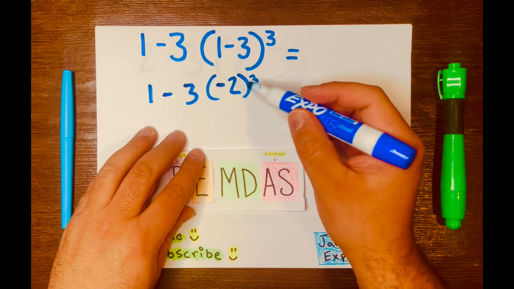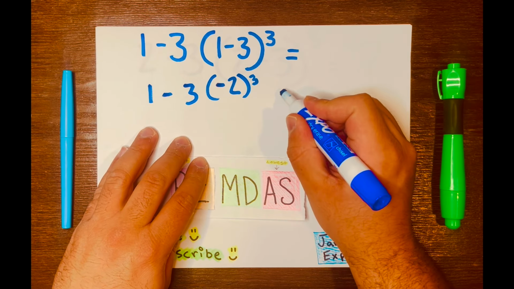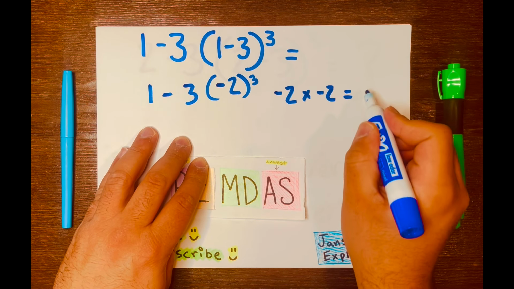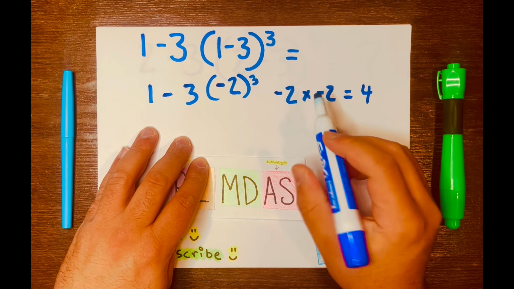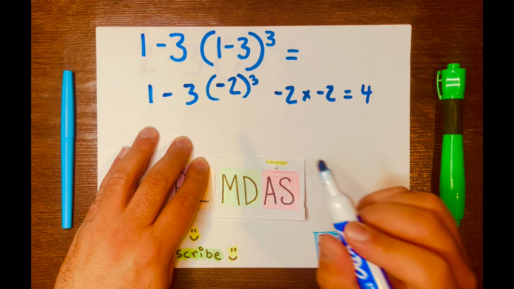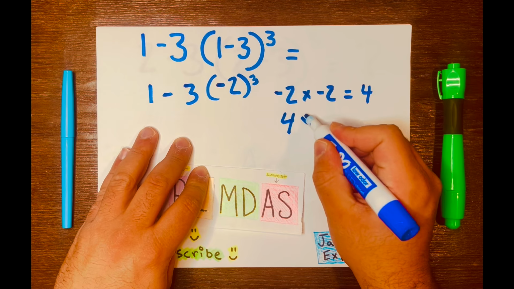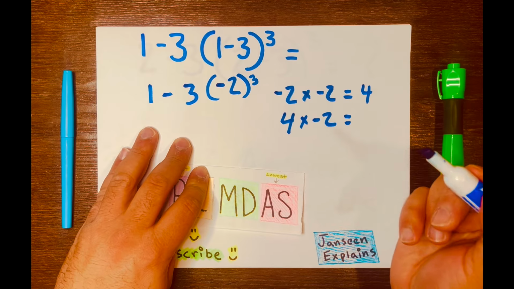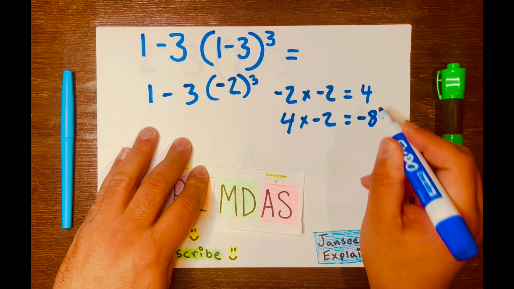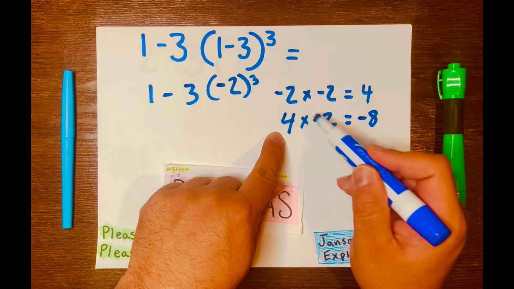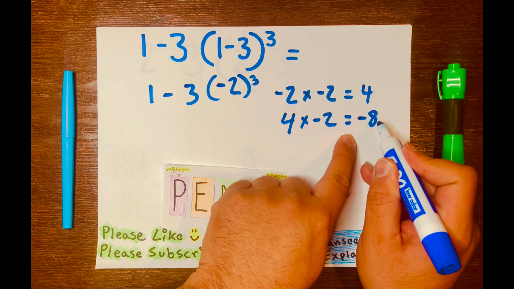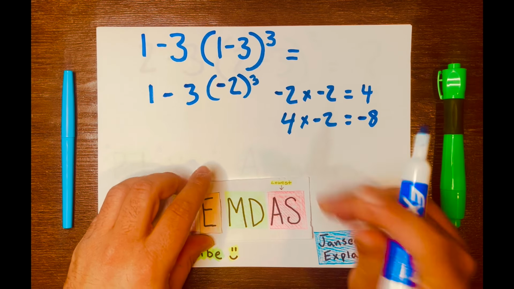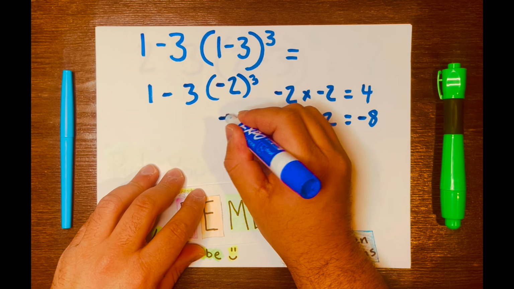Exponent. So, negative 2 times negative 2 equals 4. Because a negative times a negative equals a positive. And 4 times negative 2 gives us negative 8. Because a positive times a negative gives us a negative. Right? This is correct. So I'll write it here, negative 8.